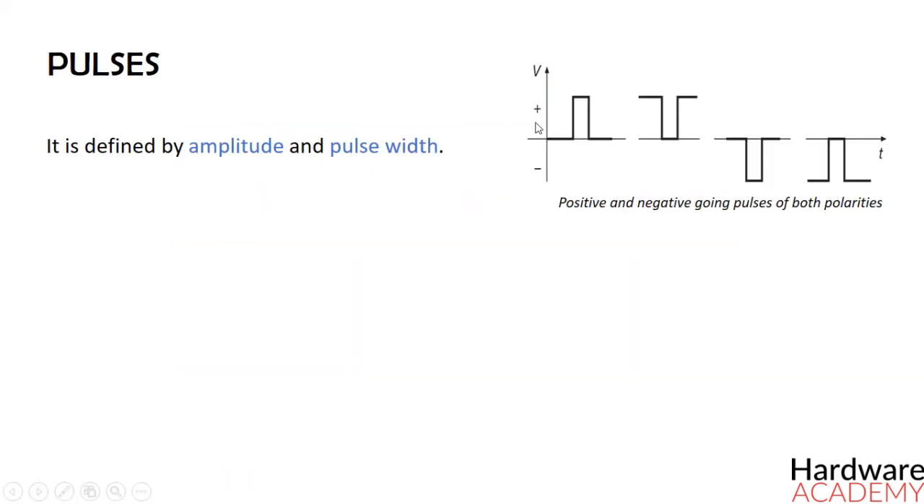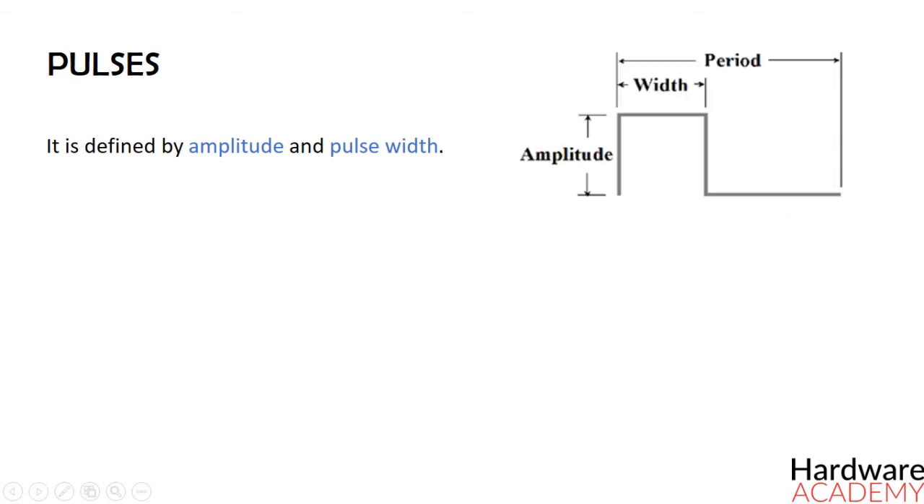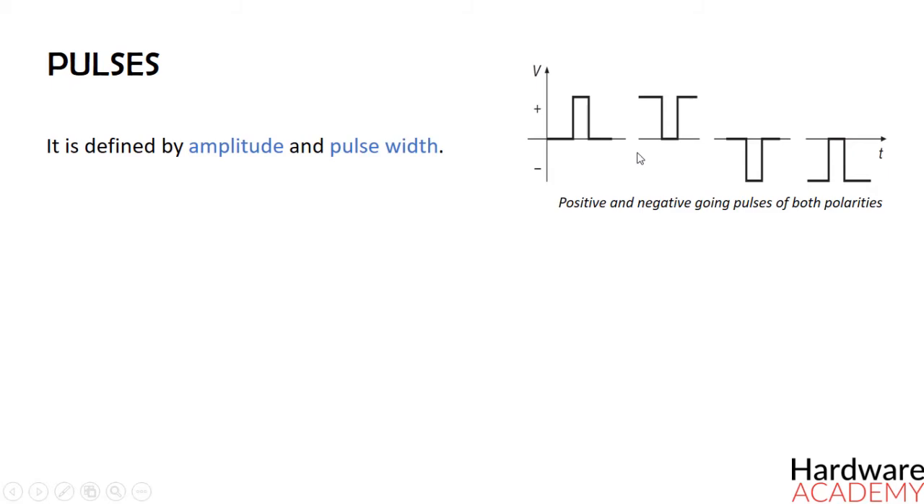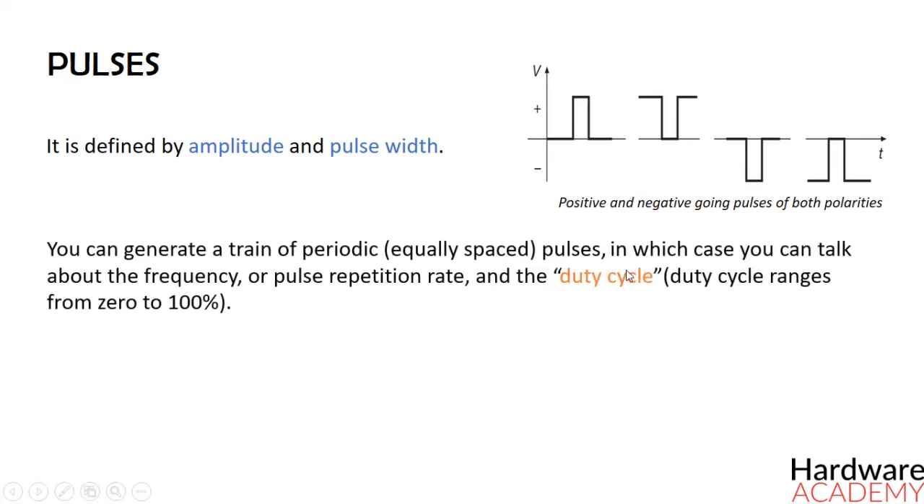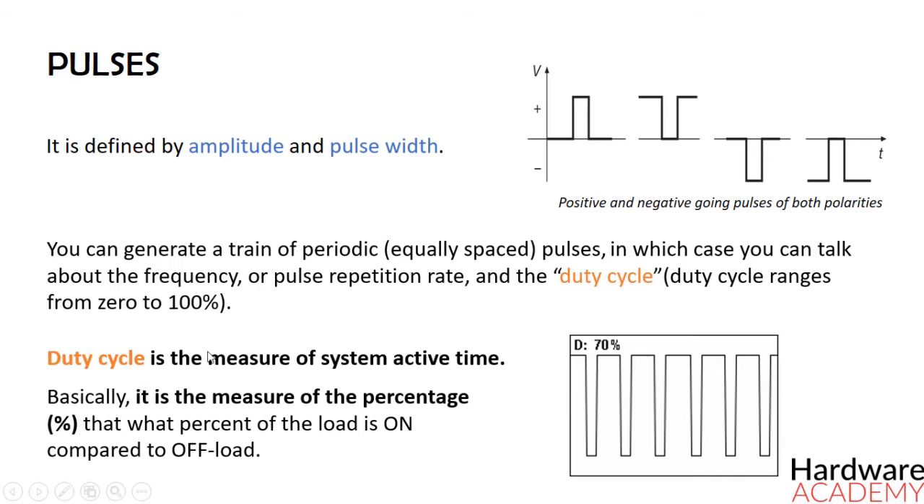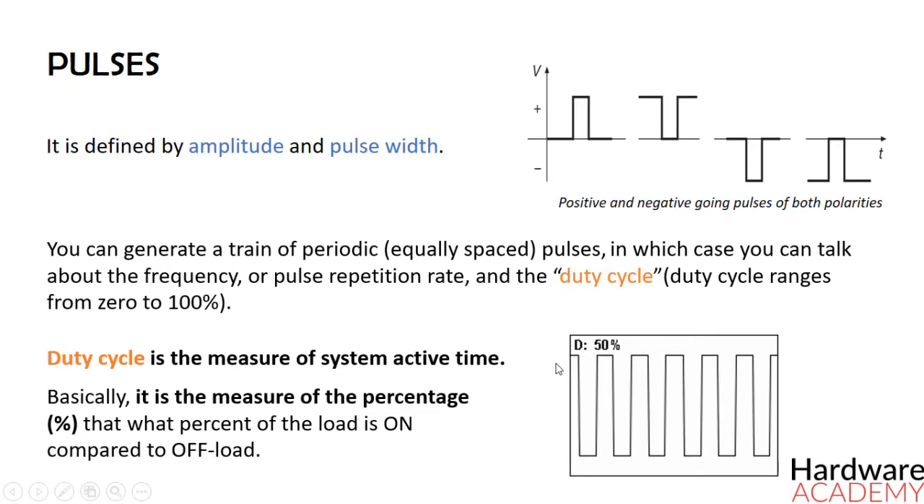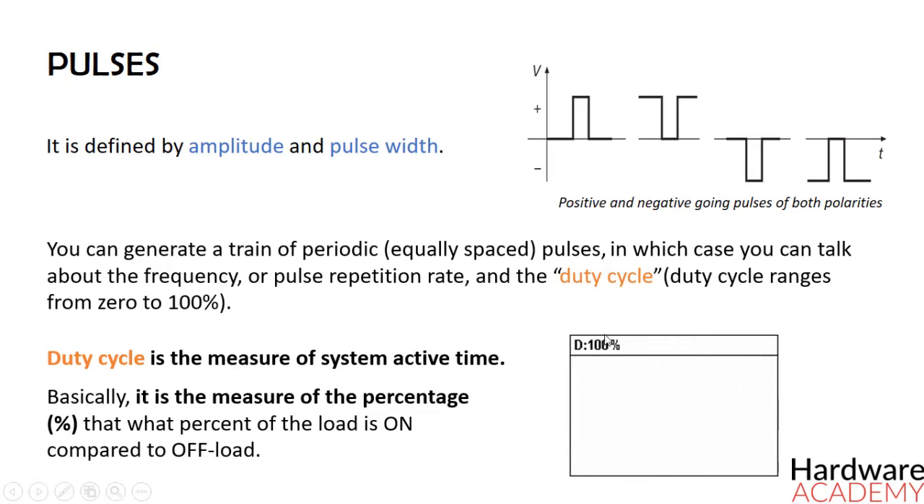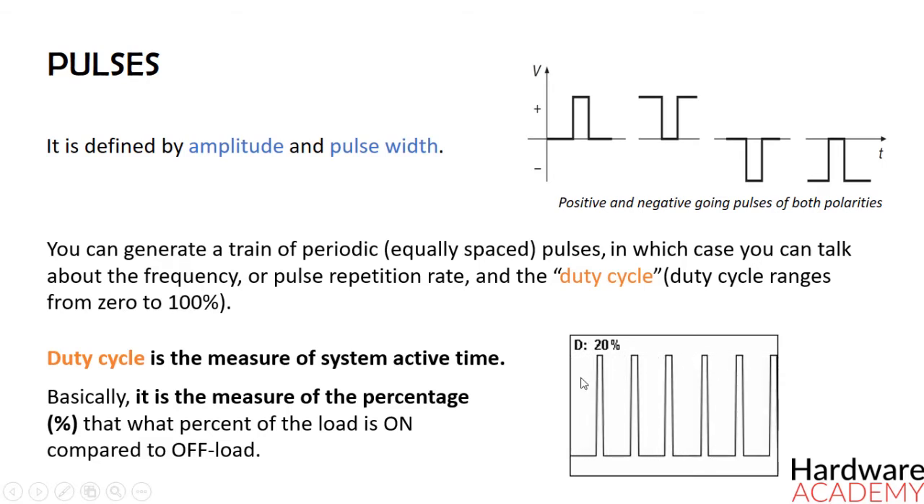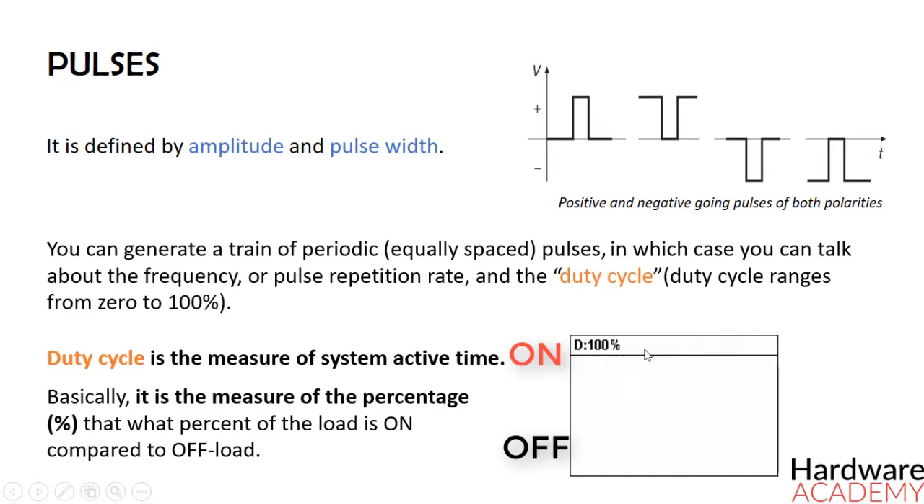A pulse is a signal that looks like in the figure on the right. It is defined by amplitude and pulse width. You can generate a train of periodic pulses, in which case you can talk about the frequency or pulse repetition rate and the duty cycle. It is very important to understand what duty cycle is when we are talking about square waves. It's nothing else but the measure of system active time. So duty cycle basically is the measure of what percent of the load is on compared to off. And as you might see from the diagram, as the duty cycle increases from 0 to 100, the time that the signal stays in the on state is increasing.